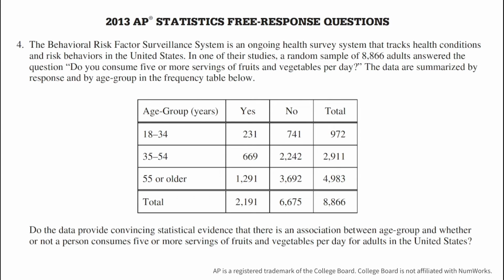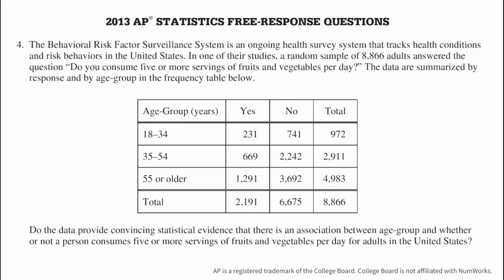The final problem that I'd like to take a look at is from 2013. It says that the Behavioral Risk Factor Surveillance System is an ongoing health surveys system that tracks health conditions and risk behaviors in the United States. In one of their studies, a random sample of 8,866 adults answered the question, "Do you consume 5 or more servings of fruits and vegetables per day?" and the data are summarized by response and by age group in the frequency table. We're asked once again, do the data provide convincing statistical evidence that there is an association between age group and whether or not a person consumes 5 or more servings of fruits and vegetables per day?